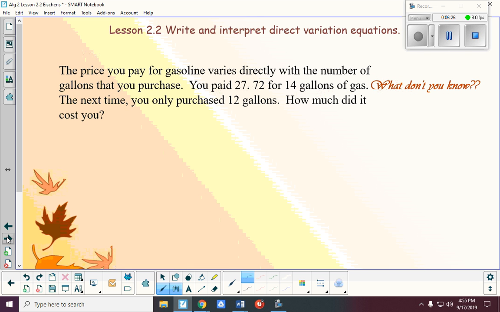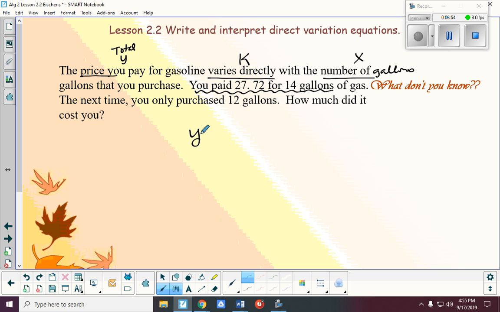All right, let's do another problem. The price you pay for gasoline varies directly with the number of gallons that you purchase. Again, I see varies directly, so I'll put a K right there. The price will be Y, and I'm going to put total right here. So the total cost is Y. And the number of gallons we will call X. In the first situation, they say you paid $27.72 for 14 gallons.